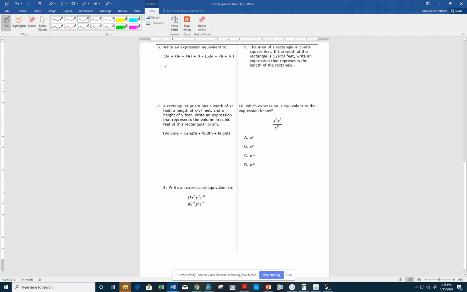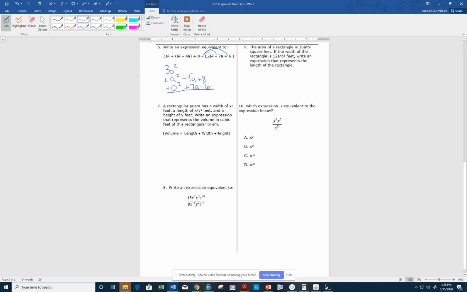Okay, so I have a 3a squared. I have an a squared minus 4a. This is all combining like terms. So I have a positive a squared minus 4a. And I have this plus 8 that I'm going to stick over here. Then we have this negative. This negative gets distributed inside the parentheses right behind it, so it changes all the signs. So we have another plus a squared plus 7a and a minus 6, because when we distribute this negative, it changes all those signs.